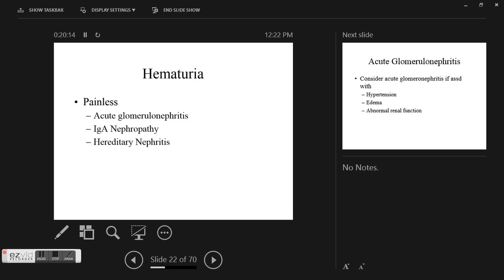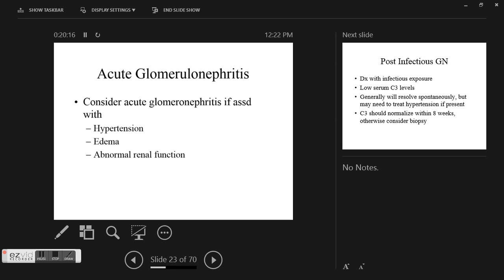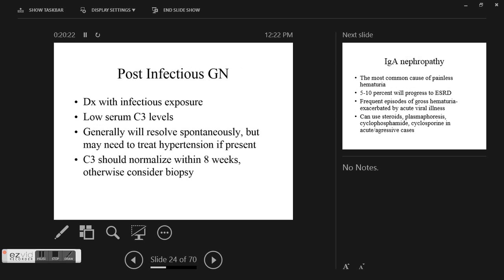This is a diagnosis we make in retrospect. And the reason we make it in retrospect is that you know about the infectious exposure. You know that there's low levels of serum C3. So it's very important to get that test when they come to the ER, when they come to your office. The one test you should get is that complement level.